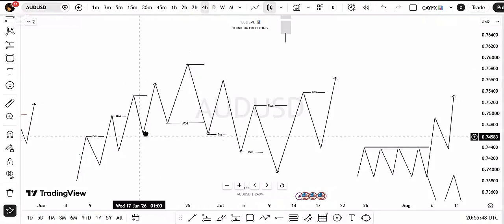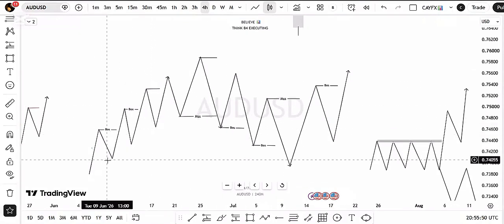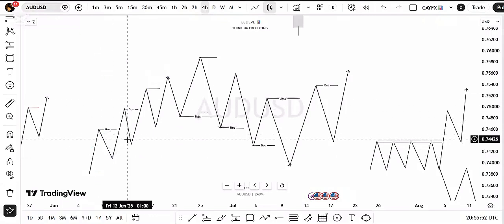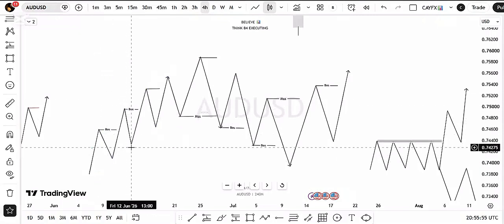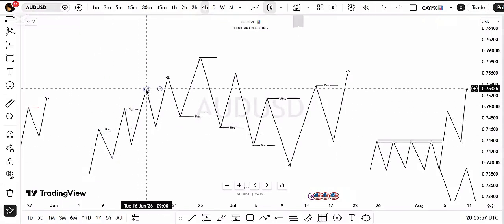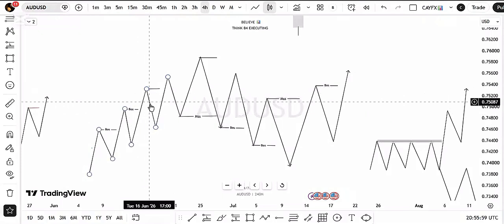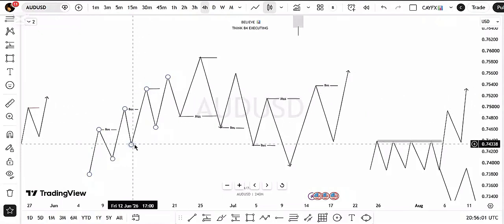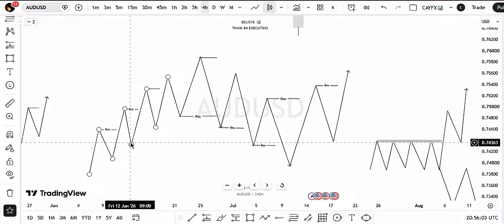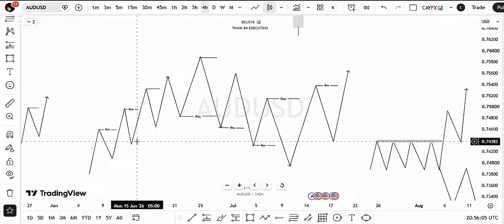And another thing I say is that when we have a series of higher high, higher low, higher high, higher low in an uptrend, the market has to respect this last higher low in an uptrend. It has to respect it.